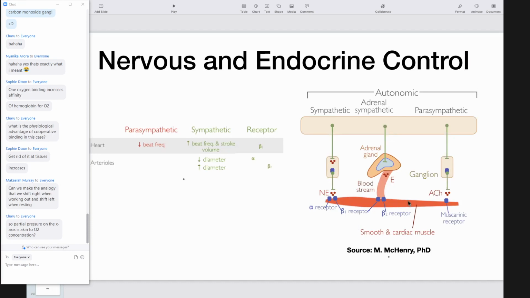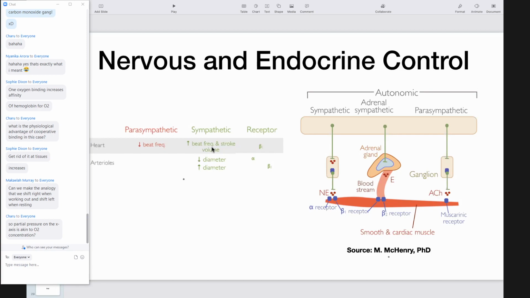So if we can see here, we can control the rate at which our heart beats, and we can control the arterioles, whether it's vasodilated or vasoconstricted, based on sympathetic versus parasympathetic nervous system signaling. So let's say if you look here, we look at the sympathetic nervous system. At the heart, it would increase beat frequency and stroke volume. It's going to make the heart beat faster and beat harder.